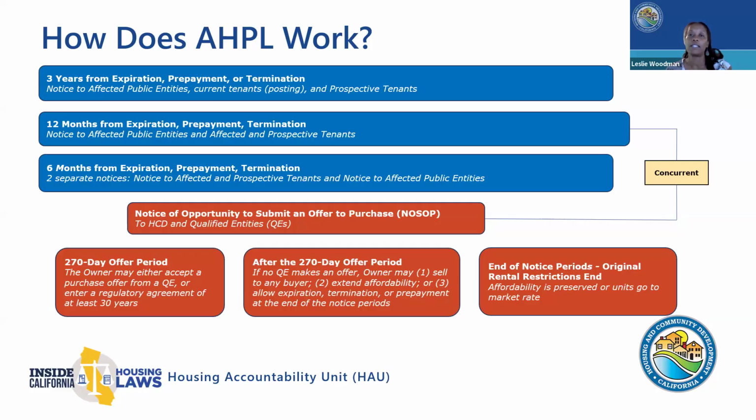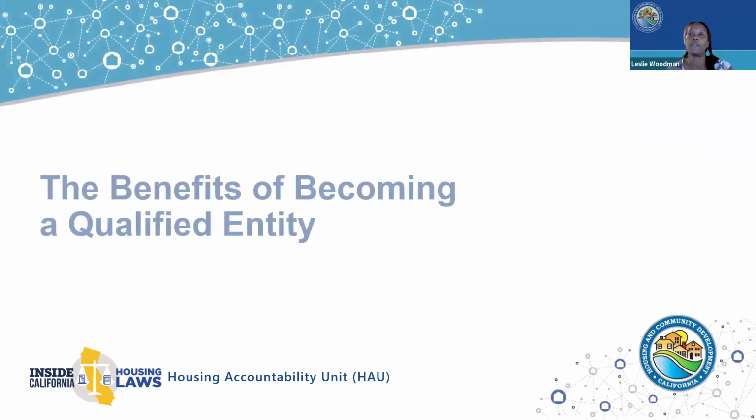The 6-month notice is issued 6 months prior to the expiration of rental restrictions, prepayment of a mortgage, or scheduled termination of a subsidy contract. And there are 2 separate 6-month notices that need to be issued. One sent to affected and prospective tenants, and then one sent to affected public entities. And so now I'll pass it on to Courtney for the next segment of the presentation.